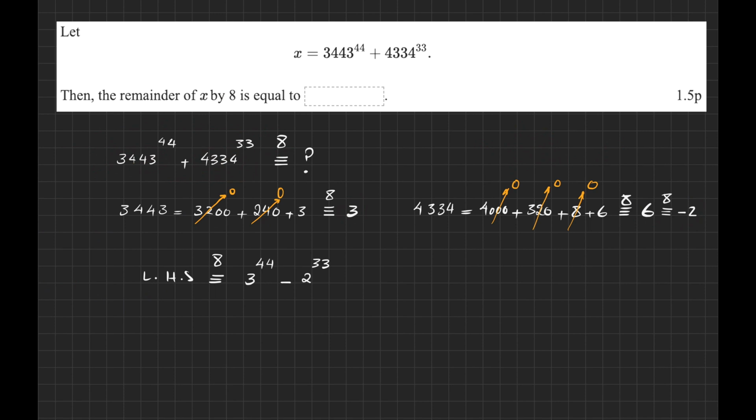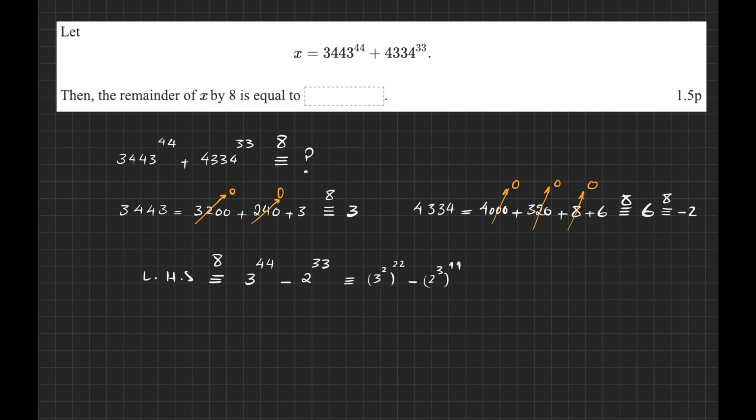But then it is extremely simple. Why? Because instead of 3 to the power of 44, I write 3 to the power of 2 to the power of 22. And instead of -2 to the power of 33, I write 2 to the power of 3 to the power of 11. Yes?